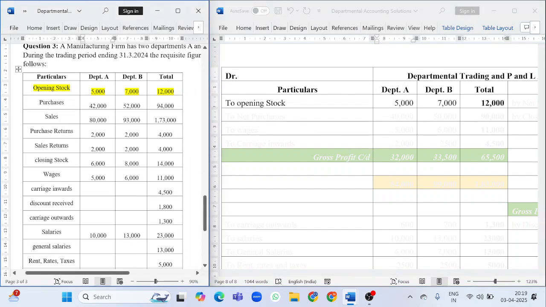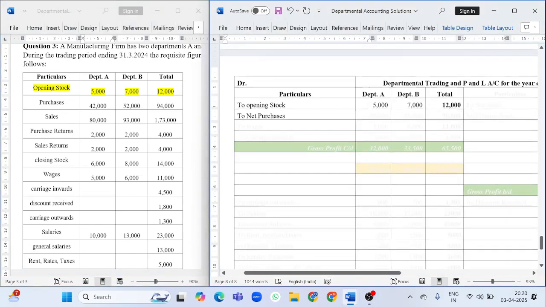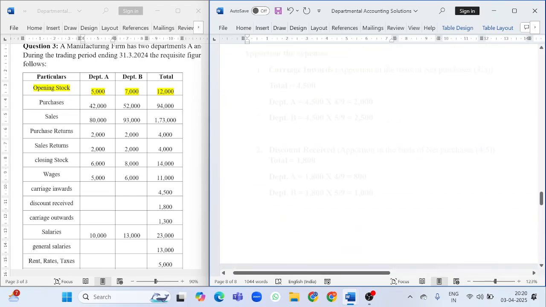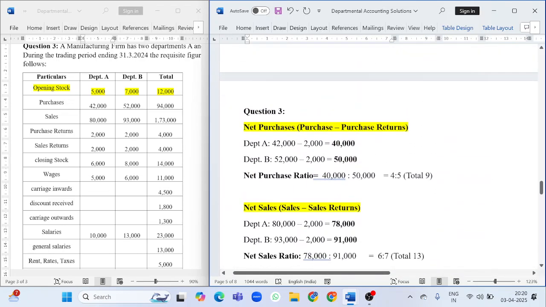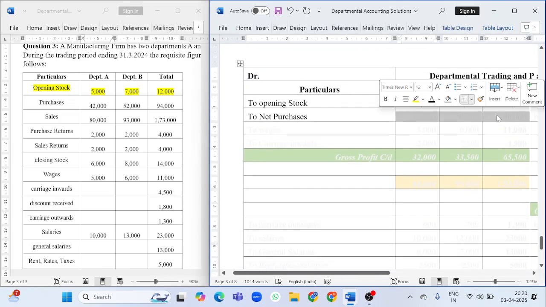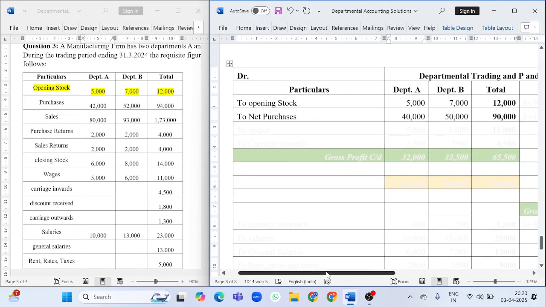Next, purchases they have given, but we will not be writing the purchases. Instead, what we have to write? We have to write net purchases. So in order to write the net purchases, let us go back. Here we have calculated the net purchases. For department A, net purchases is 40,000 rupees and for department B, net purchases is 50,000 rupees. That we will be writing over here. See here, department A 40,000 and department B 50,000 rupees.